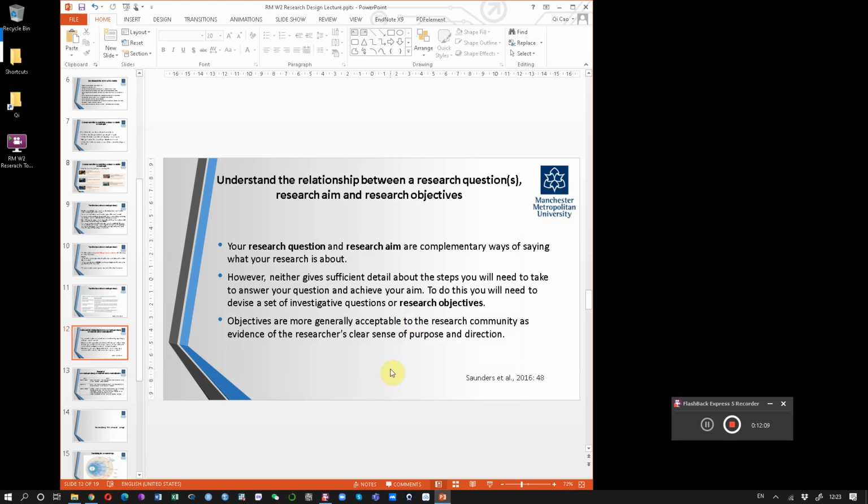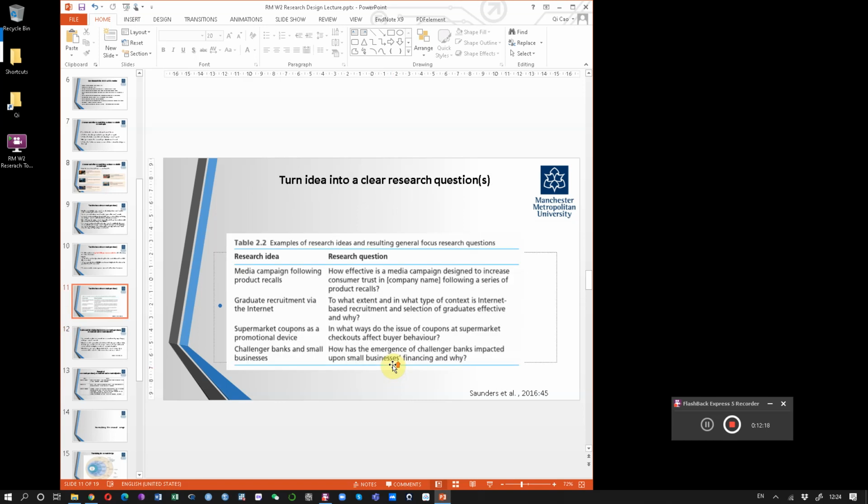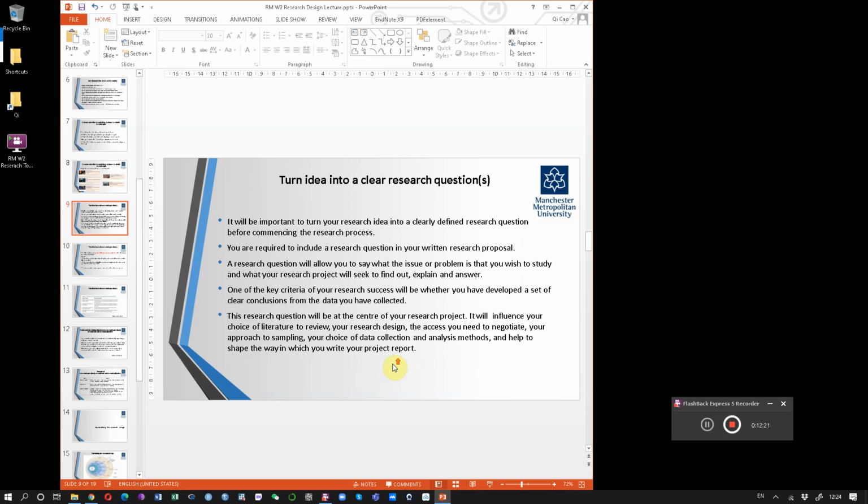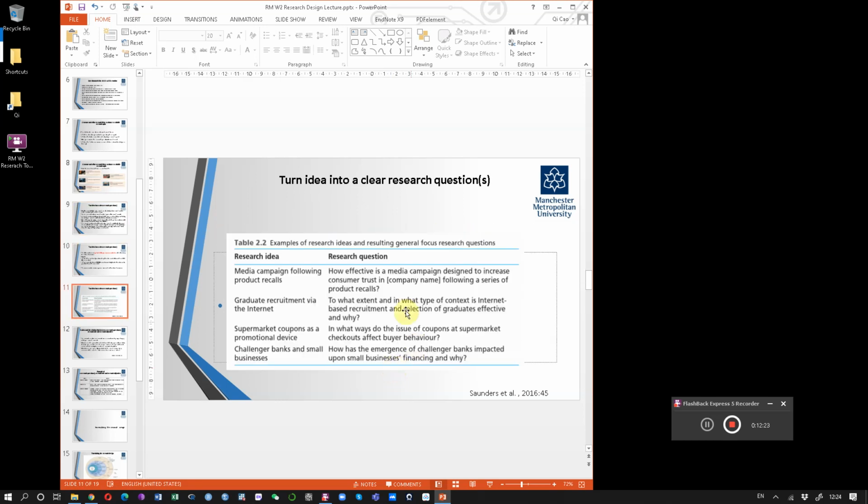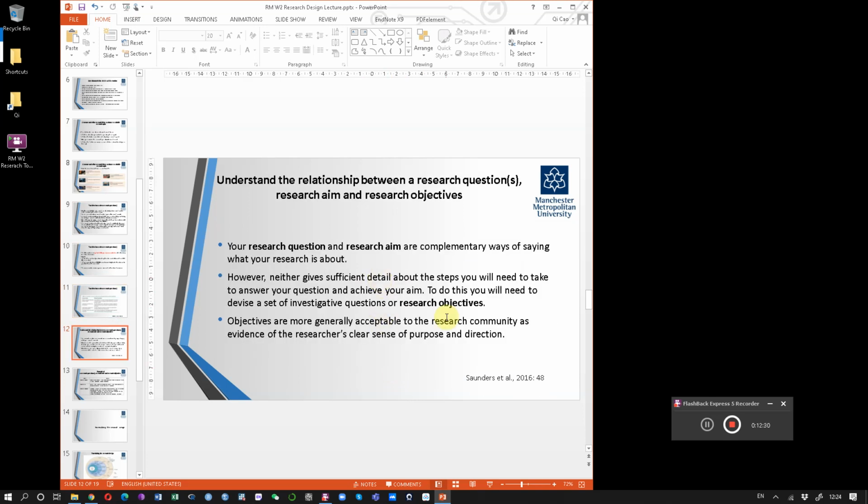Now, let's talk about the difference between research question, research aim, and research objectives. So what's a research question? We spent all this time talking about the research question, and it is the one most important question in your dissertation. It dominates; it is the key idea, the key argument, the key question you wish to answer, and that's it. What's a research aim then?